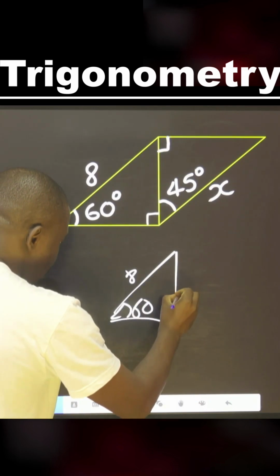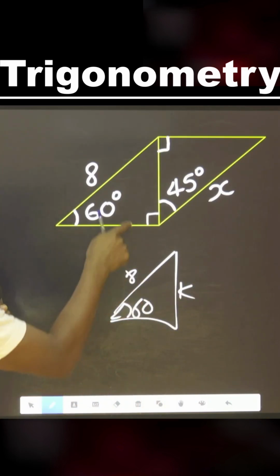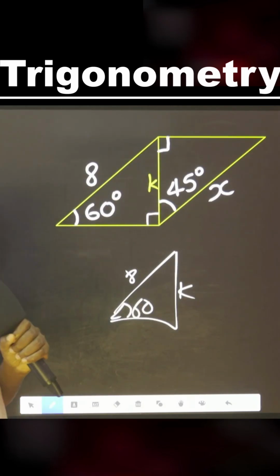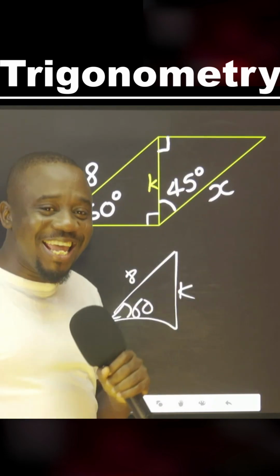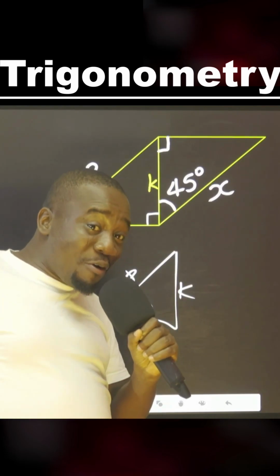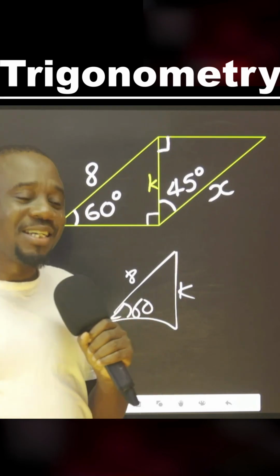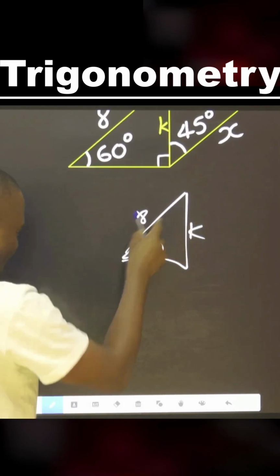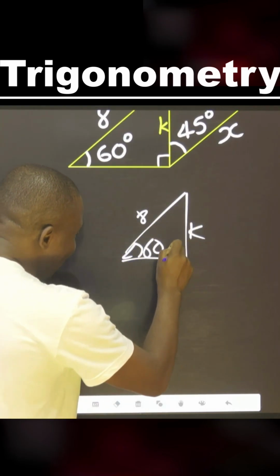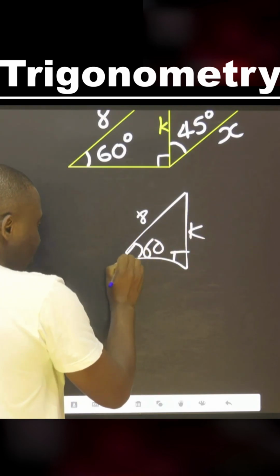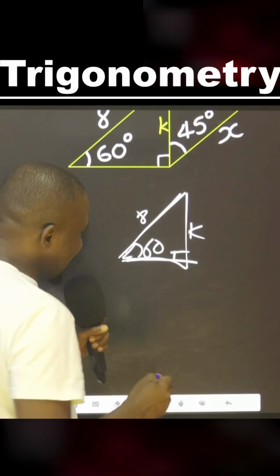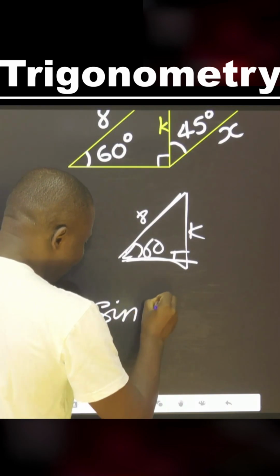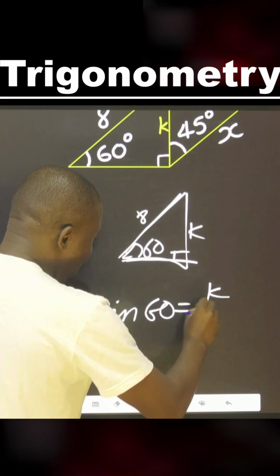I am going to put K here. So we're going to look for K here. Once we get K, 45 will be happy, saying, hey, I have somebody that will follow me to look for X. Now, let's look for K. As you can see here, this is 60. K is opposite, and this is the hypotenuse. What is that? Sine. That is sine 60 equals K over 8.